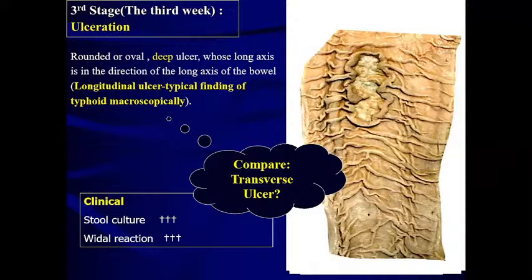And you can compare this with what we call transverse ulcers. Transverse ulcers lie along the short axis, or radial like this. And those ones you find in tuberculosis. So that is the difference. That's why typhoid rarely causes stricture, while TB causes stricture formation. By this time, you have stool culture becoming quite positive and the Widal test being positive.